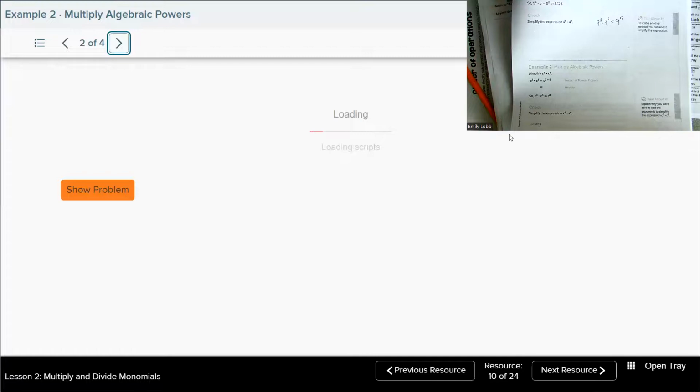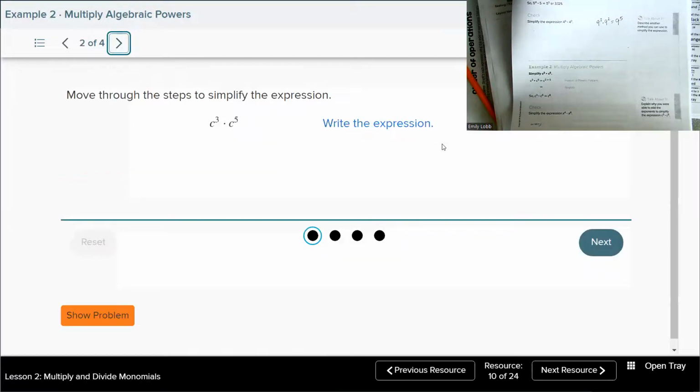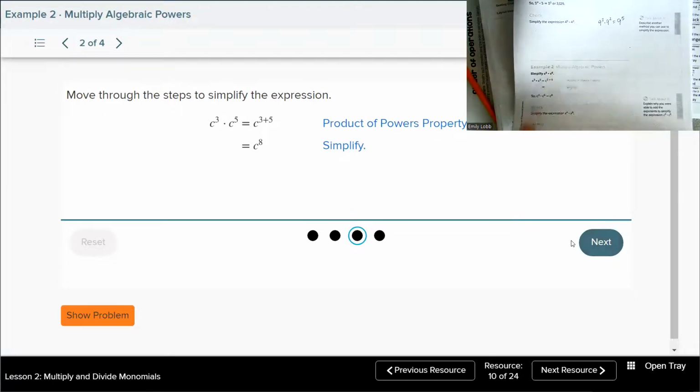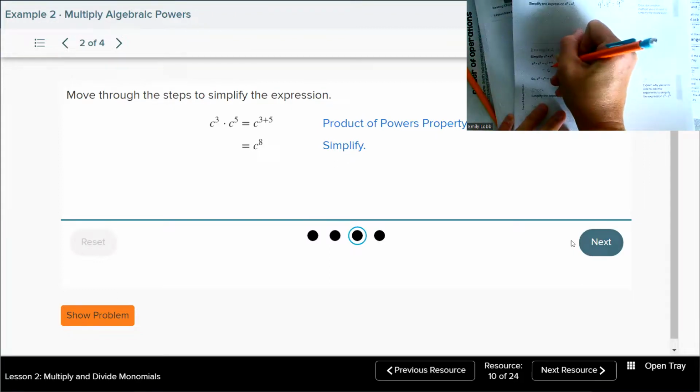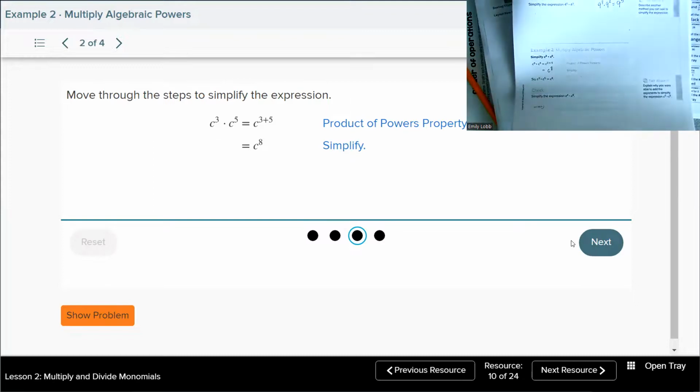So here we go. Right in your packet, you have this on the second half of page 15. So they wrote the expression c cubed times c to the 5th. Then using the product of powers property, we can say that that equals c to the 3 plus 5. And then that equals what? So you need to write that in, c to the 8th power. That's what we're writing in here on page 15. So c to the 3rd times c to the 5th equals c to the 8th. And they already put that on our packet.